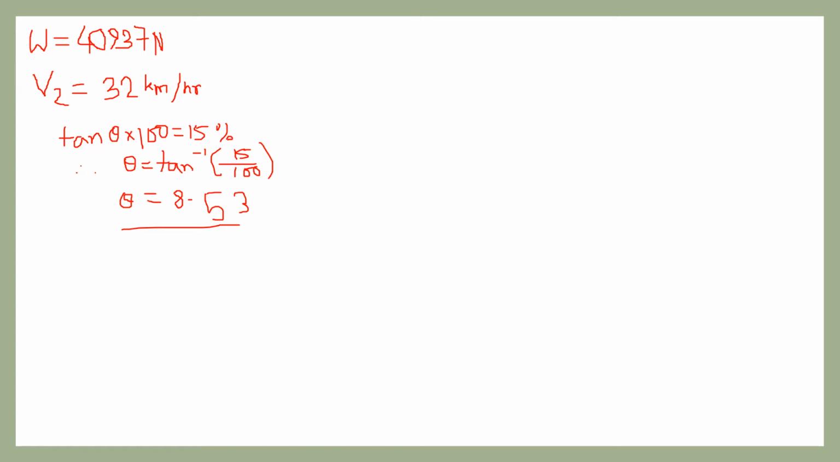Next, the given data is the rolling resistance coefficient, Kr equals 0.017. The air resistance coefficient is 0.0324, that means Ka equals 0.0324. The frontal area is 5.2 meter square, that means A equals 5.2 meter square.